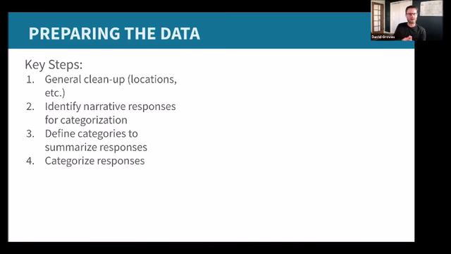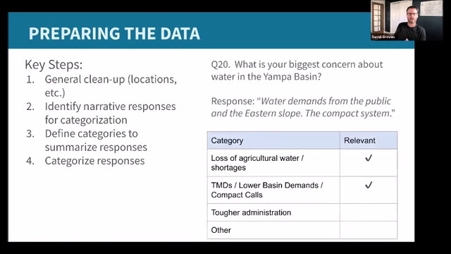So after identifying the narrative responses for categorization, we defined categories to summarize the responses, and then we did the categorization. And here's an example. We had a question posed to all of the users, but in this case, it's the agriculture users. Question 20, what is your biggest concern about water in the Yampa Basin? In this case, we had a wide range of responses. An example response is shown there: water demands from the public and the eastern slope, the compact system. And that was sort of the summary of their response.